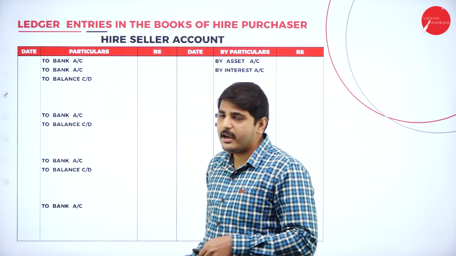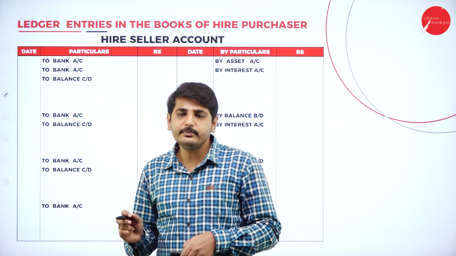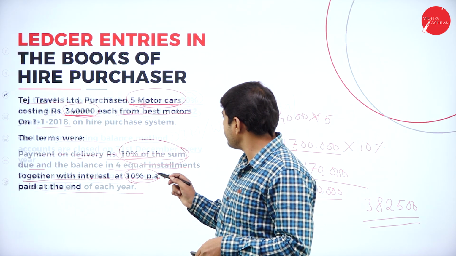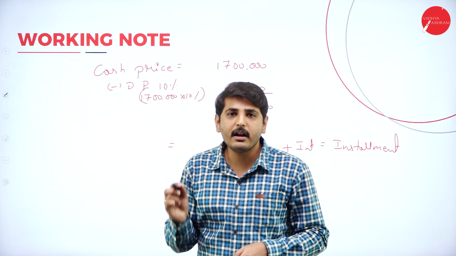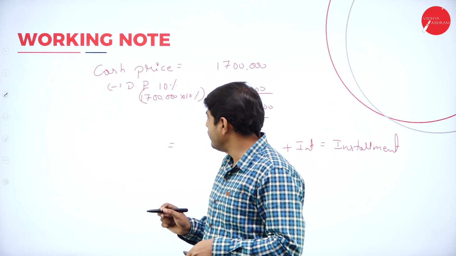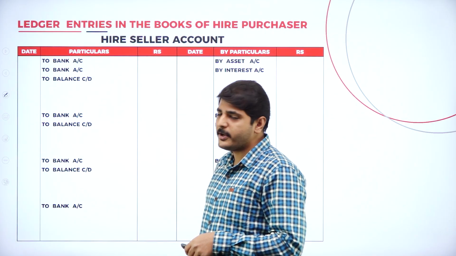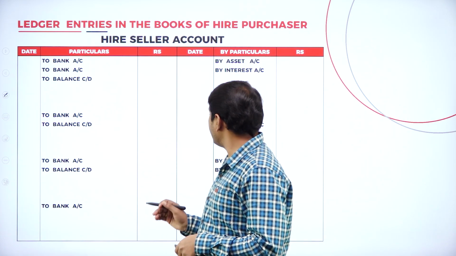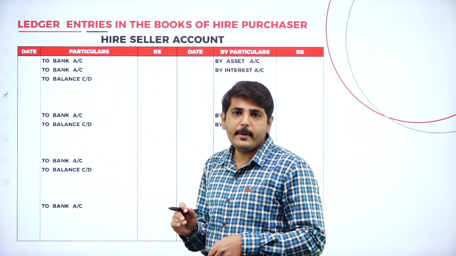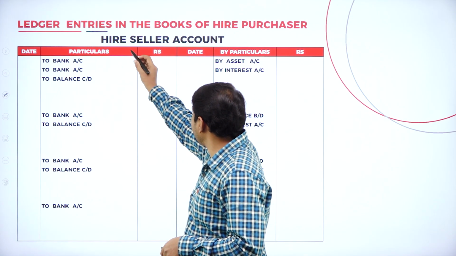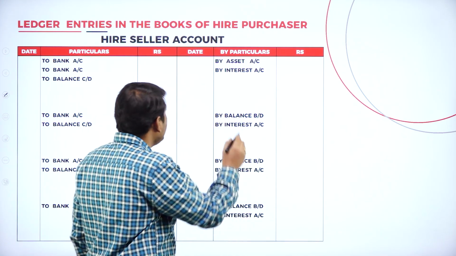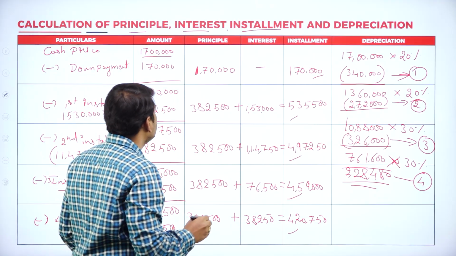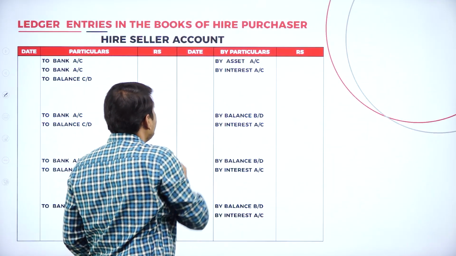Journal entry: car asset account debit to who is the seller? Best Motor is the seller. So journal entry should be car account debit to Best Motor account. By car account to Best Motor account. So we are preparing hire seller account. So by car account, what is the amount? Total amount value is 17 lakh.